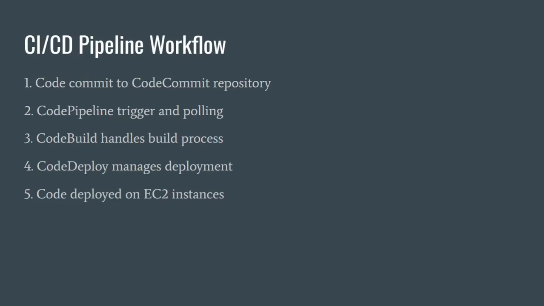Now let's walk through the overall workflow. First, there's CodeCommit. The process begins with the developer committing code into CodeCommit. This is our version control system for this setup. If you prefer GitHub or Bitbucket, that works too. You can easily swap in any repository you're already using.